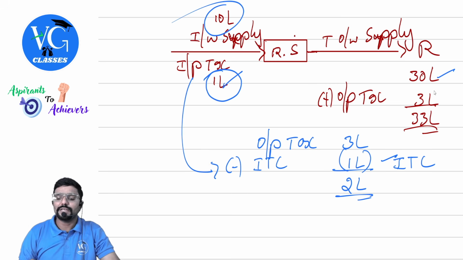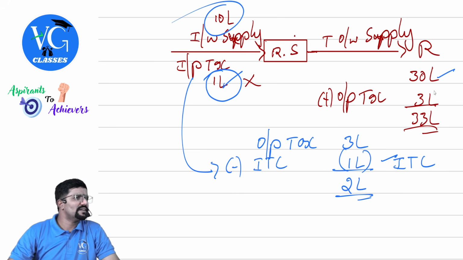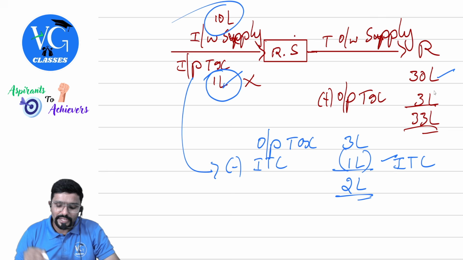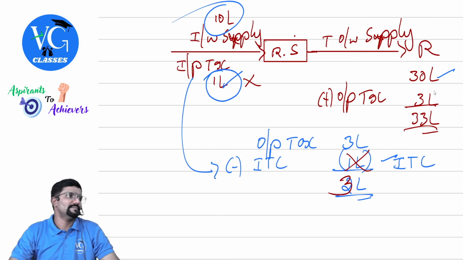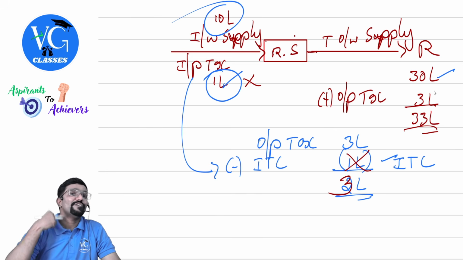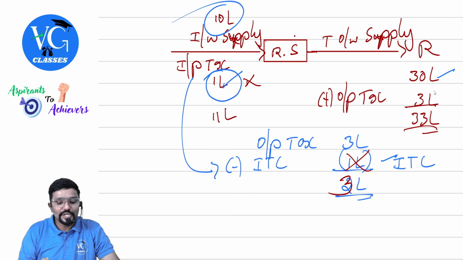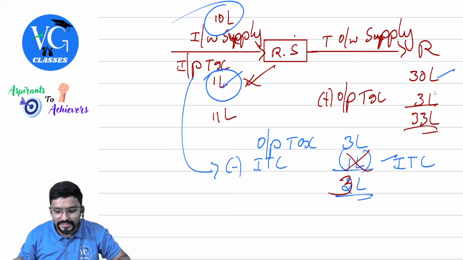Now assume, guys, for some reason credit is not available. Credit is blocked, or I have not satisfied certain conditions given under Section 16, so I cannot claim credit. So how much should I pay to the government now? Full 3 lakh. Now, what will be my value of inventory in costing? 11 lakh. It is including this 1 lakh, guys. So simple. Listen here.